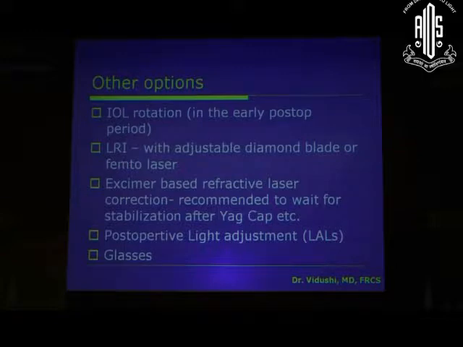And once you realize that IOL rotation will not help, then you can either do an LRI, which still gives good results, even though they may change over a period of time, but they give you a good result at that particular point of time and the patient is satisfied and happy. Or you can go in for excimer-based refractive laser correction, but here it is recommended that you wait even after you have done the YAG capsulotomy, at 3 months, and then do the excimer-based surgery.